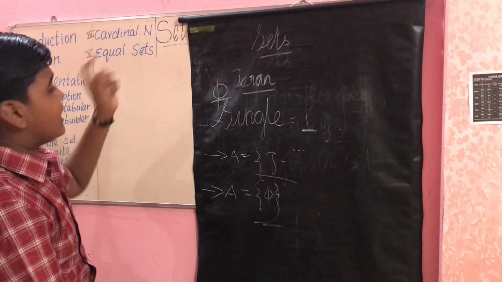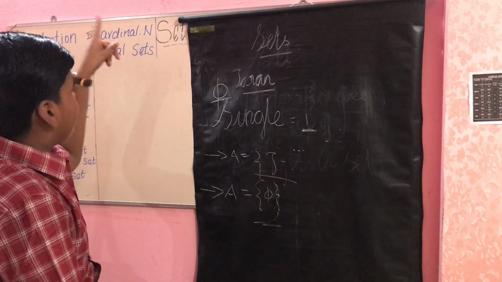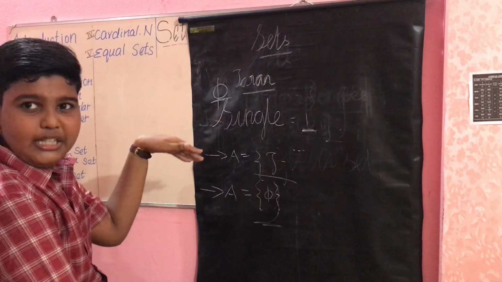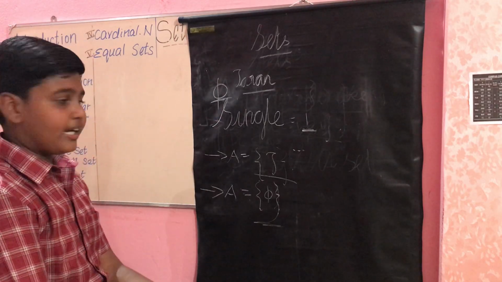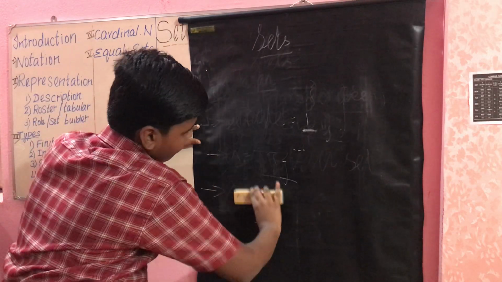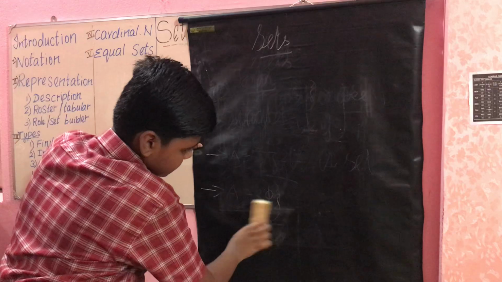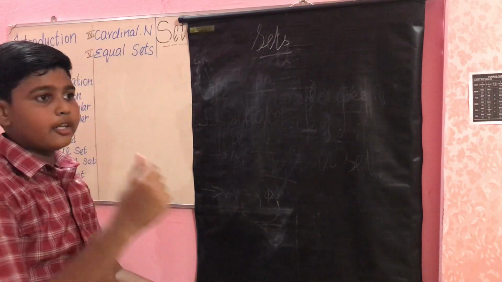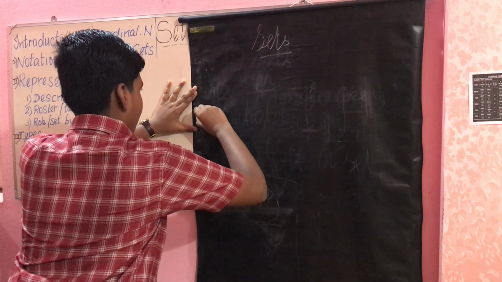And I will tell you about the equal sets also. Now equal set, and then we can go to the cardinal number. So equal set means they both will be equal. So two sets I'll tell you. Before that, let me erase this. I'll write on the board.